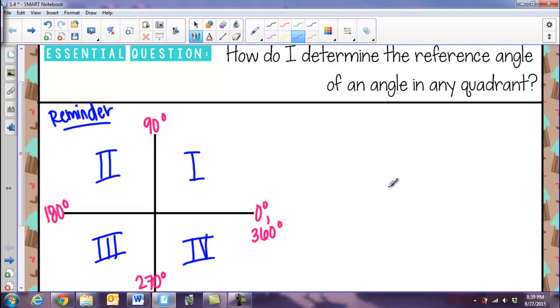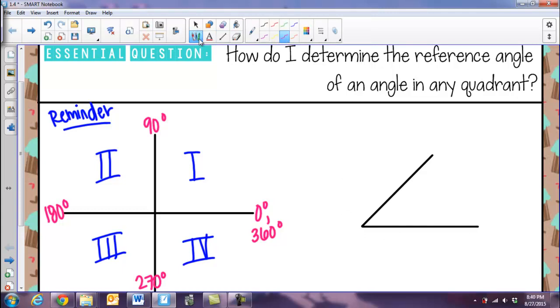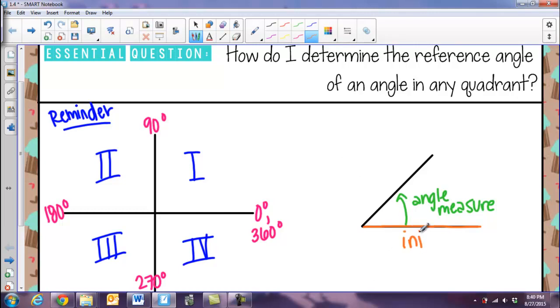The next thing we're going to talk about is the parts of an angle. So we're going to draw an angle off to the side. On an angle, you have a couple of important things. The first thing is you obviously have your angle measure, however big the angle is. The next important thing is this side on the bottom, which is what we call the initial side. It's where your angle starts. And when we're talking about angles on the coordinate plane, our initial side should always be the x-axis.